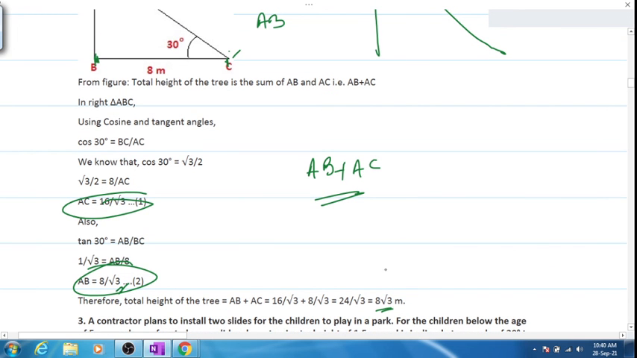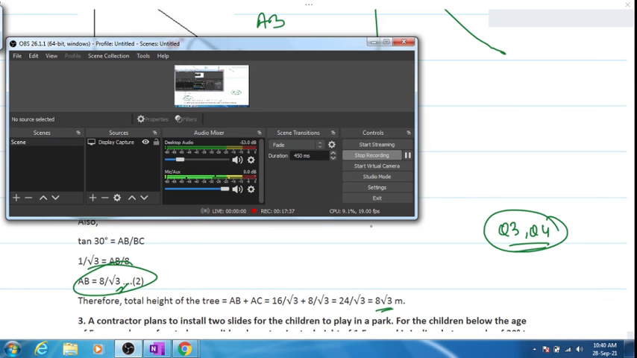Tell me if this question is crystal clear to everyone or not, because question number 3 and question number 4 will be your homework for today. Confirm if this numerical is clear to everyone.